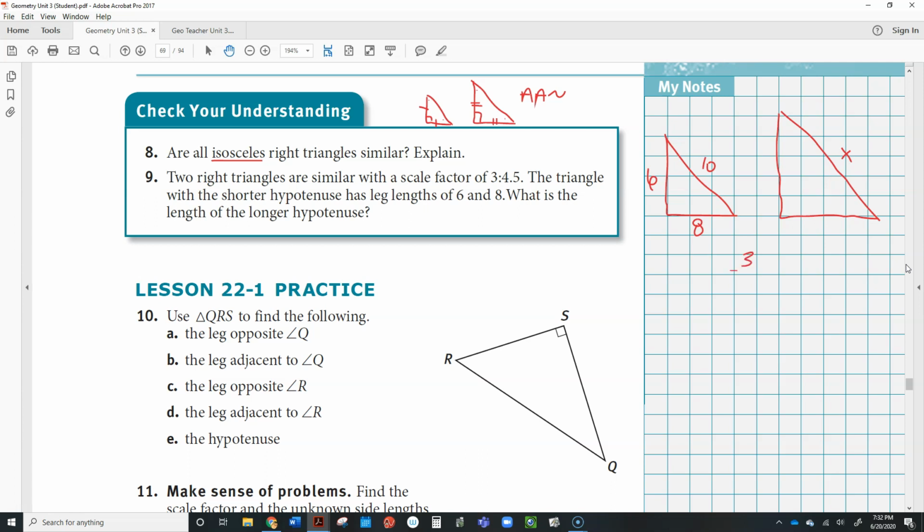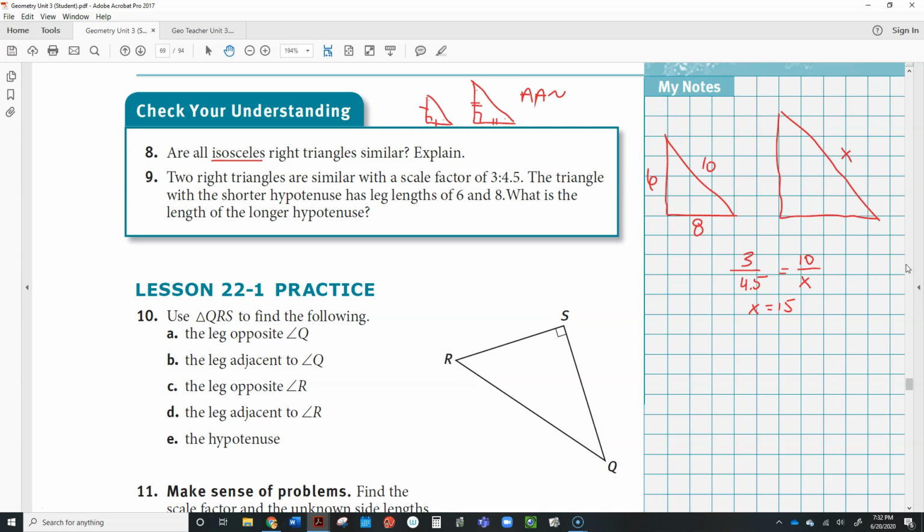If the scale factor is 3 to 4.5, write it as a ratio, and it doesn't matter which one goes on top, which one goes on bottom. Just remember that the big one, that's what I'm looking for. If I write this on bottom, then the big one has to go on bottom, and the hypotenuse for this one has to go on top. So all I have to do is cross multiply, 45 divided by 3, and I get x equals 15. So that is how that one works out.